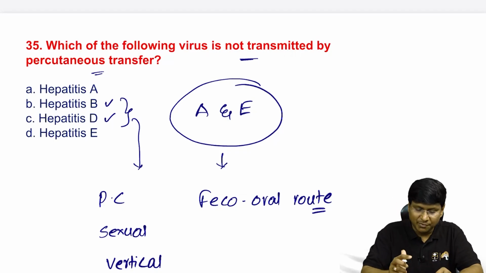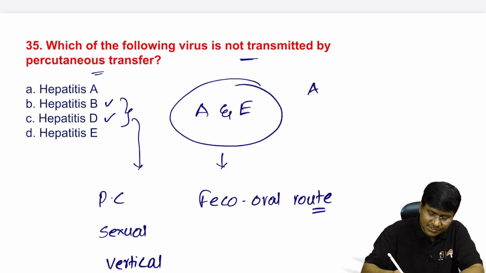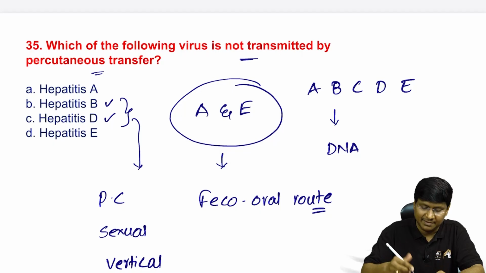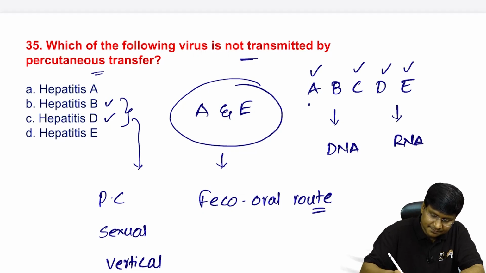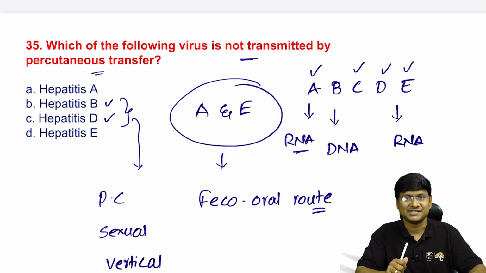And one more important point is, among all the viral hepatitis, that is A, B, C, D and E, hepatitis B is the DNA virus, whereas the remaining viral hepatitis, that is A, C, D and E, are all RNA viruses. It is only hepatitis B which is a DNA virus. Okay, next question.